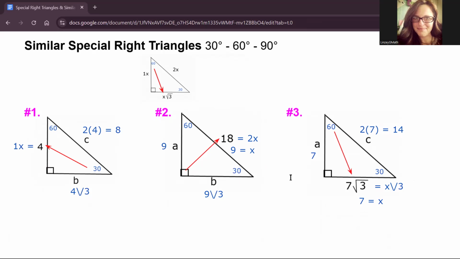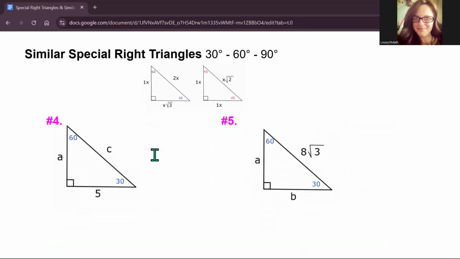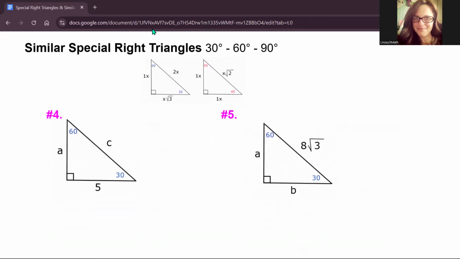Let's do a couple more with the 30, 60, 90. Number 4, they gave us the opposite side of 60. The opposite side of 60 is equal to x times square root of 3. And then we'll divide by square root of 3, and we get 5 divided by square root of 3 is equal to x, our scale factor.